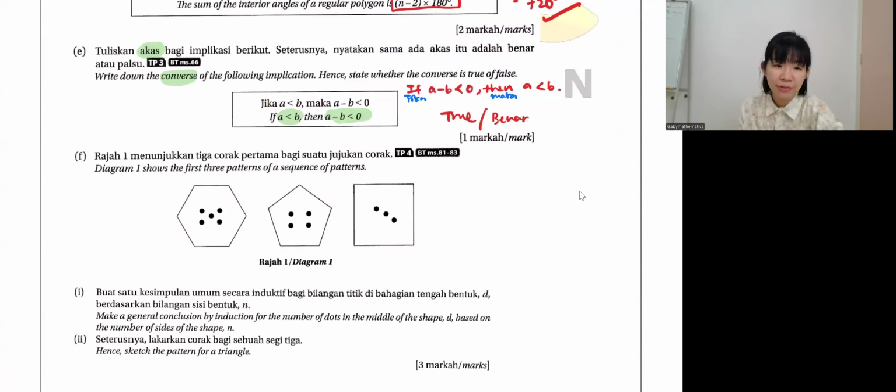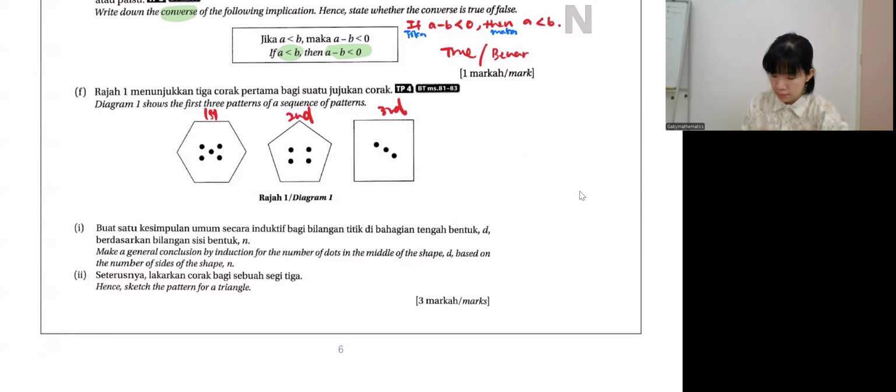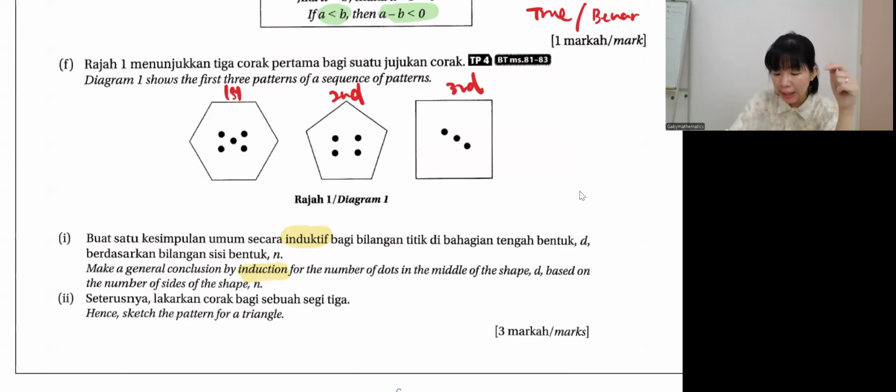Okay, now F. It shows the first 3 patterns of a sequence. Okay, so here first, here second, here third. Make a general conclusion by, okay, highlight this, induction. Inductive. Okay, so inductive means you want to form a formula.